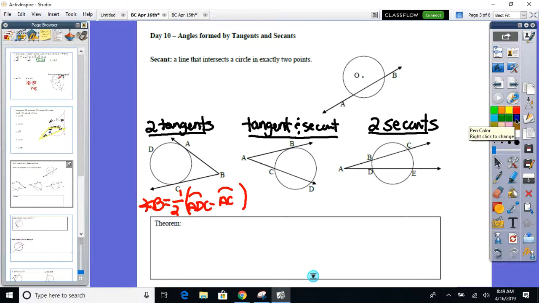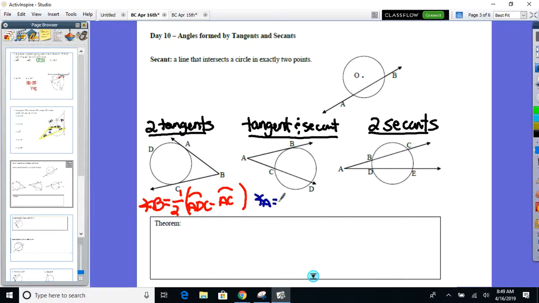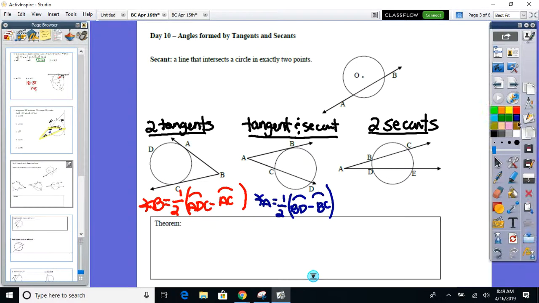Next, angle A. How do I find angle A? Is it on the outside? Okay, don't talk anymore. It's done. It's going to be 2 arcs subtracted. So this is going to be 1/2. What's the bigger arc in between? BD minus arc BC. Done. I don't care how it is formed. If it is on the outside of the circle, we subtract the 2 arcs and divide by 2.